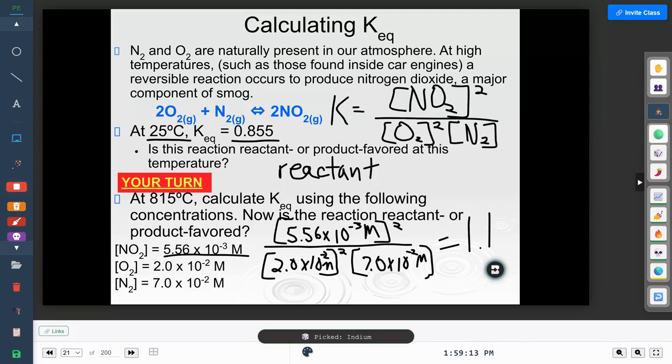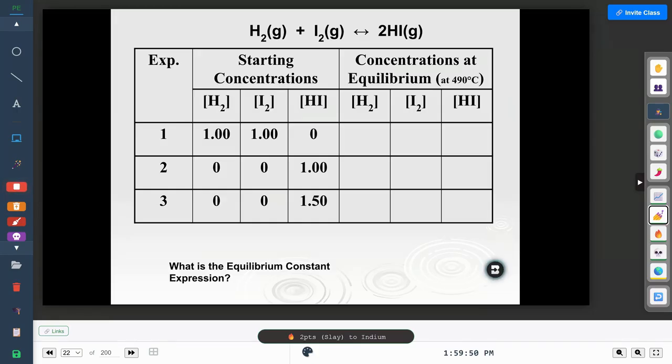So this is a product favored reaction, K bigger than 1. So that means that we are going to end up with more products at 815 degrees Celsius. We're going to end up with more smog, the NO2, at that high temperature that would be inside that engine potentially. So if we can keep the temperature down, then we aren't going to end up with more smog, but at that higher temperature, we have more smog than we have the nitrogen and oxygen. Cool? Questions on that? Okay, good job, indium.